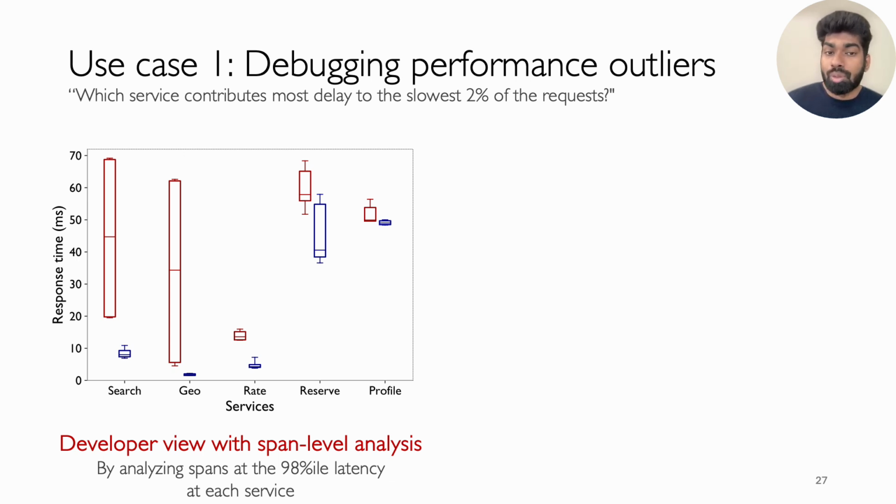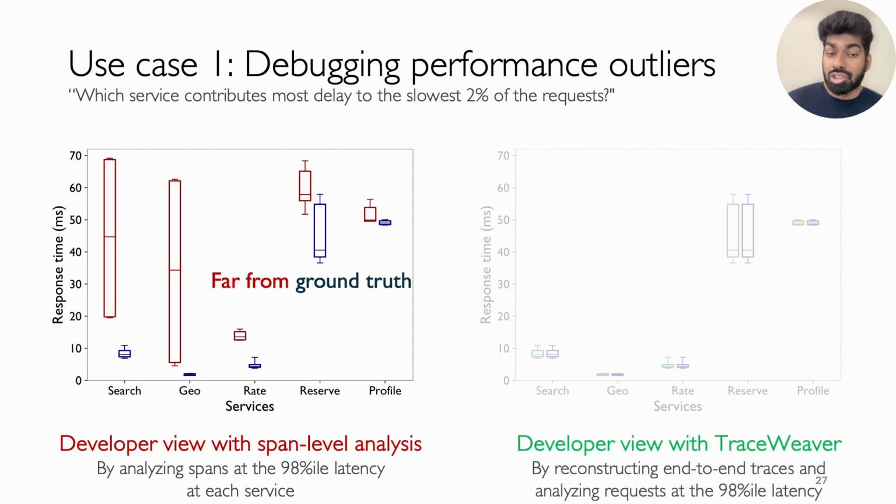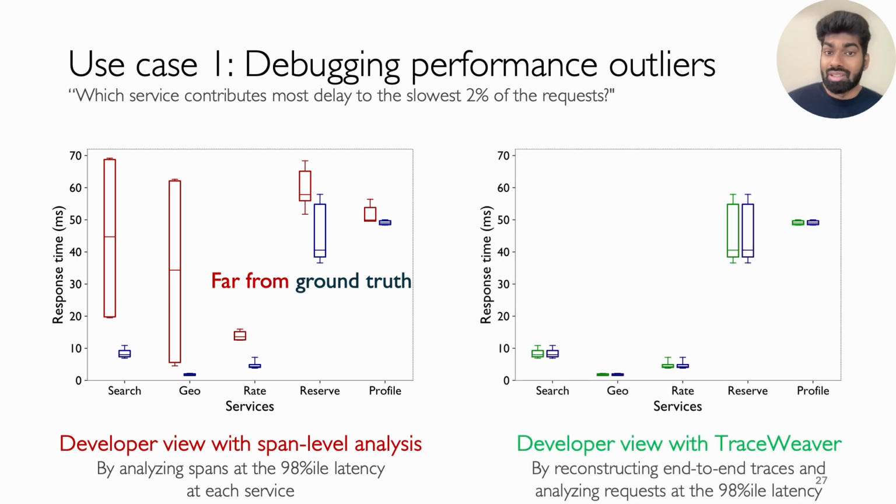The y-axis here represents response time distributions, and the x-axis represents the different services. You can see that the developer view is very different from the ground truth. Now on the right side plot, we can reconstruct traces and plot service level time distributions of only those spans that we identified to be in the overall top 2% in terms of latency. Even though it's slightly imperfect, we're able to see a very close match with the ground truth. With this analysis, we can clearly see that the reserve and profile services need to be fixed to improve performance of the slow requests.